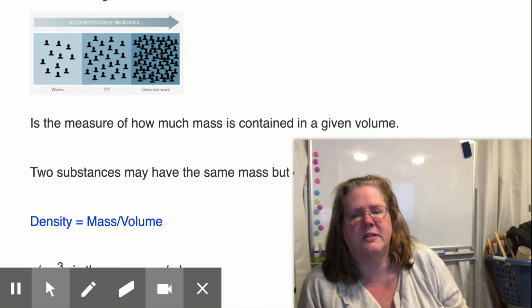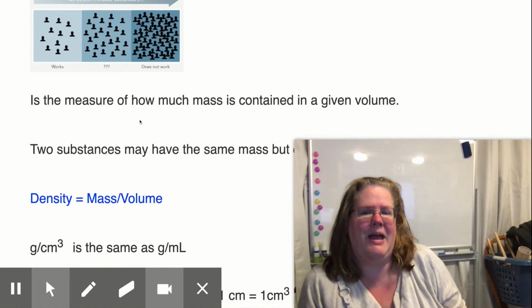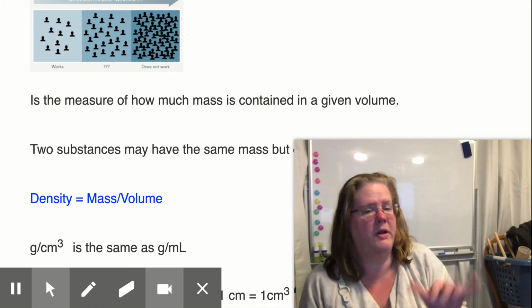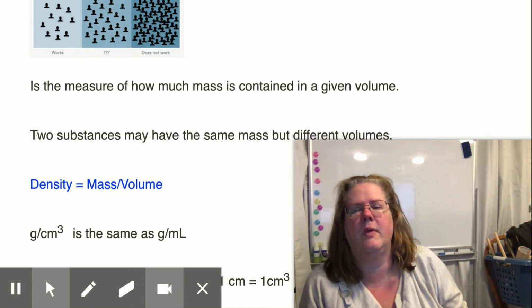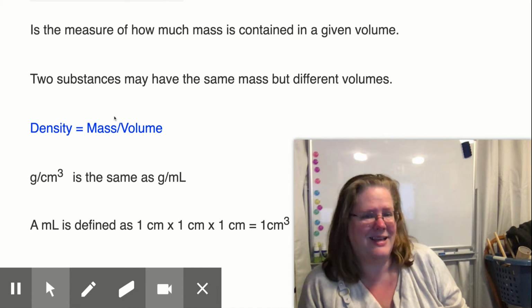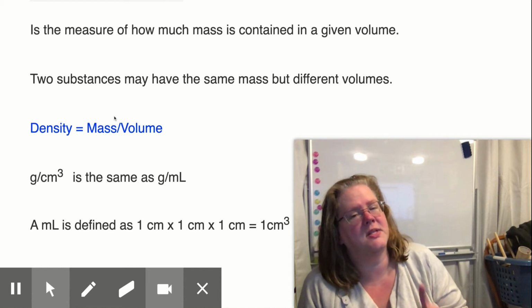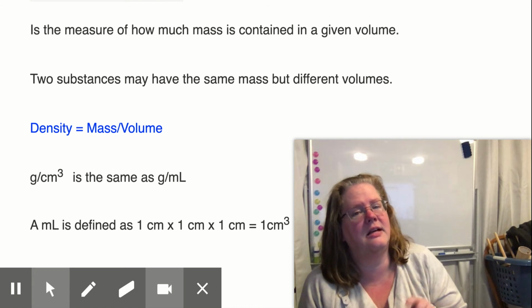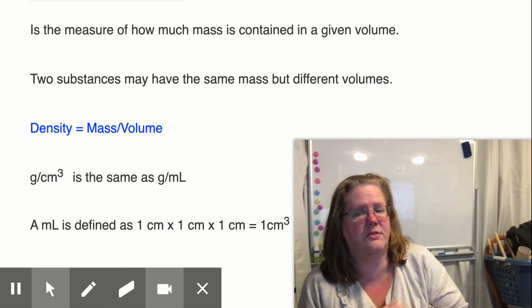Well, density is literally that. It's the measure of how much mass is contained in a given volume. So it's comparing two things, mass and volume. And we see that relationship right here. Two substances can have the same mass but different volumes. A ton of bricks has a lot less volume than a ton of feathers.